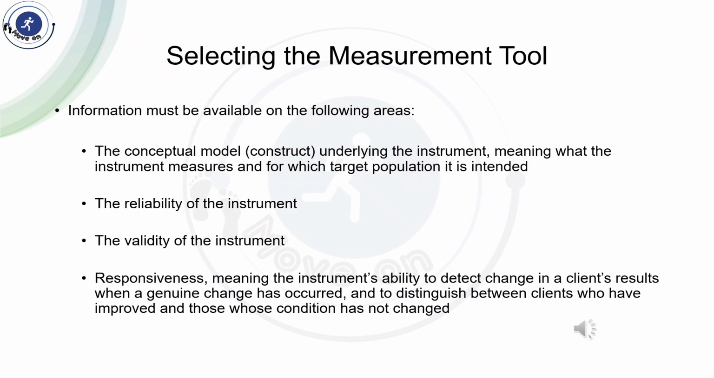When selecting a measurement tool, information is needed about its reliability and validity, but also about its construct and responsiveness. The construct or conceptual model underlying a tool defines what the tool measures and for which target group it is designed. For example, a tool designed for adults may not be suitable for children, or a tool developed from a particular cultural background may be inappropriate for measurement in another culture.